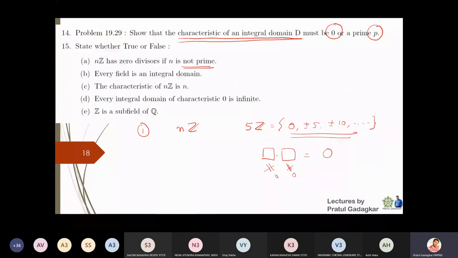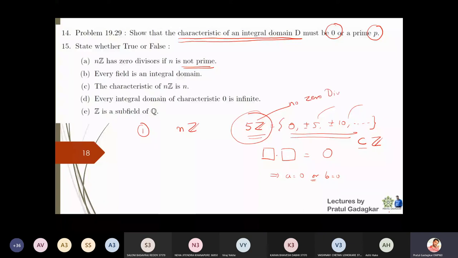This is a subset of Z, a subset of integers. Then you will say, no, I cannot find. If you take any two numbers from this list, their multiplication will never turn up to be zero if both are non-zero, right? It is trying to tell you that if the product of two numbers is zero, I can surely say that either the first number is zero or the second number is zero, right? This is in which set? In the set 5Z. So this means that 5Z has actually no zero divisors.